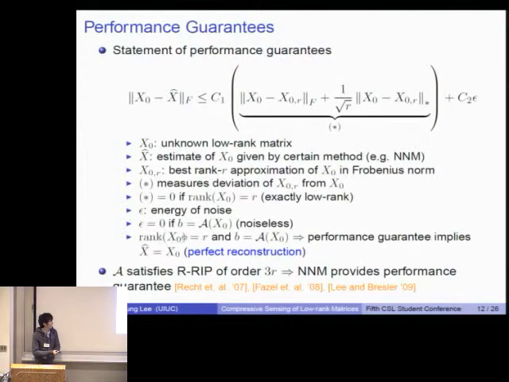In particular, when X0 has exactly low rank R and there is no noise, the performance guarantee implies that X0 equals X hat. That means perfect reconstruction. For example, for nuclear norm minimization, if the linear operator satisfies RIP of order 3R, then nuclear norm minimization provides a performance guarantee.